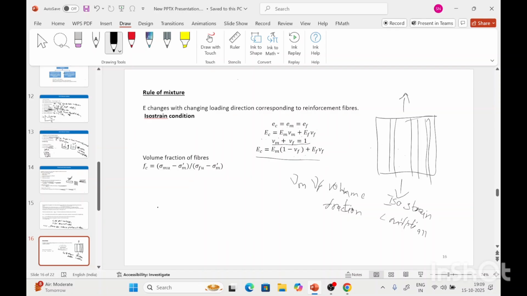And if we pull the material from this side, in this condition, the strain in the matrix and fiber is not equal.